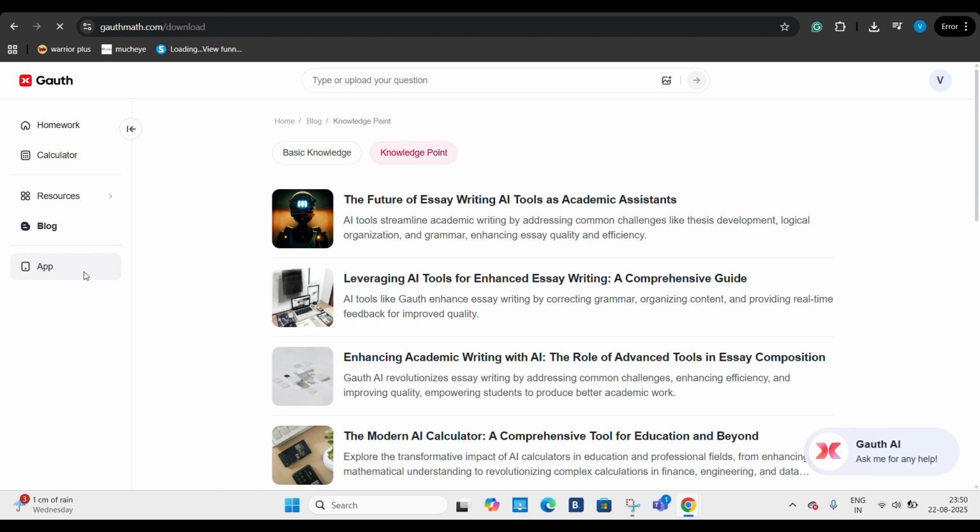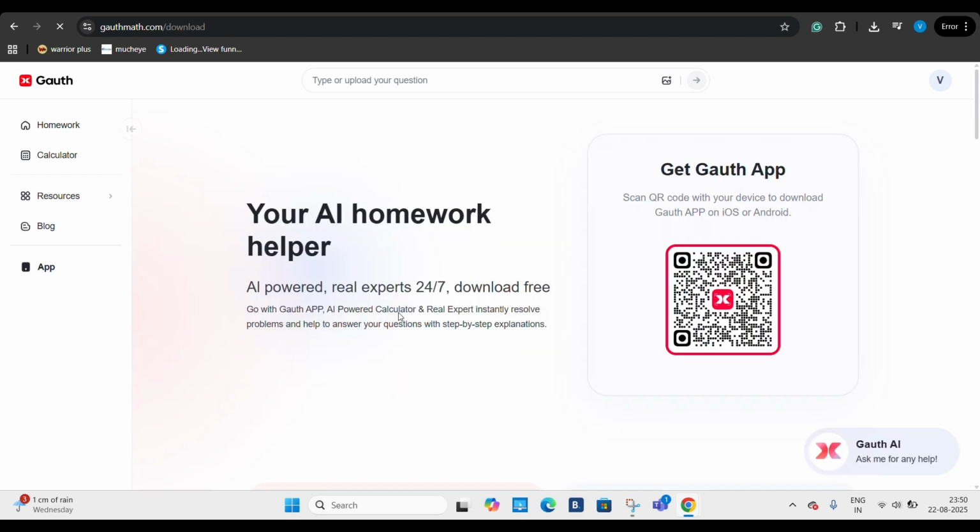And also talking about the app, it's very powerful, and this is one of the best ways to use Gauth AI, because on the computer, the features are pretty limited. But if you go to the Gauth AI app, you could literally take a photo of the particular problem that you don't know, and you could easily get the answers in seconds.